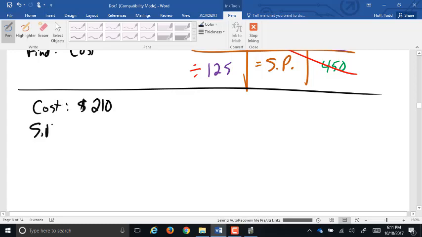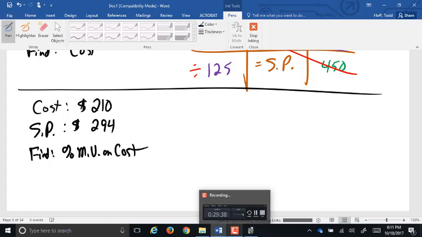We have a cost of $210. We have a selling price of $294. Find the percent markup on cost. I'll give you a minute there again.